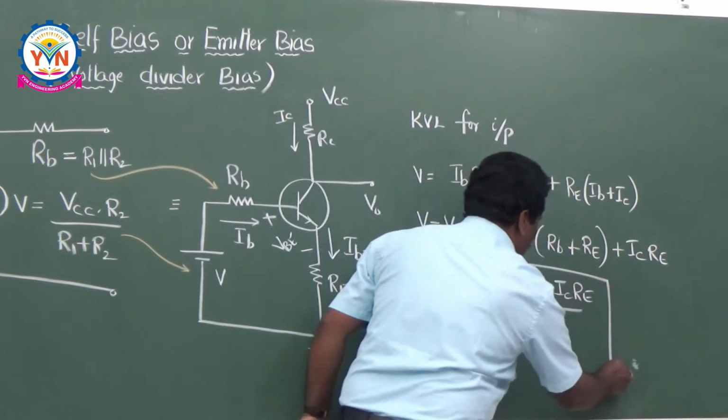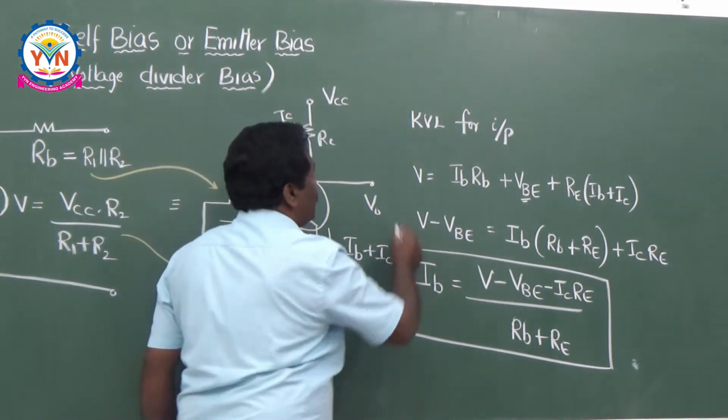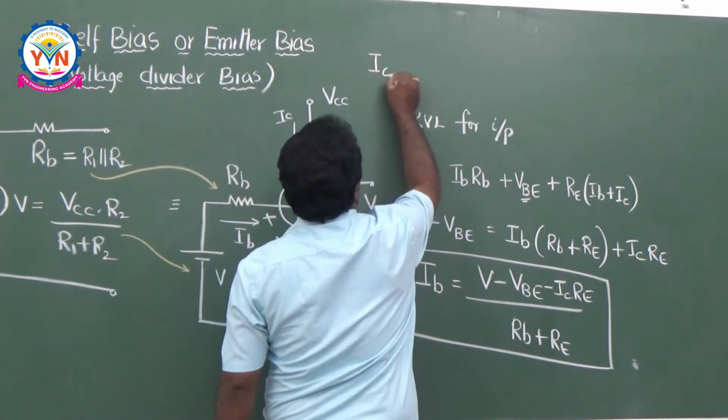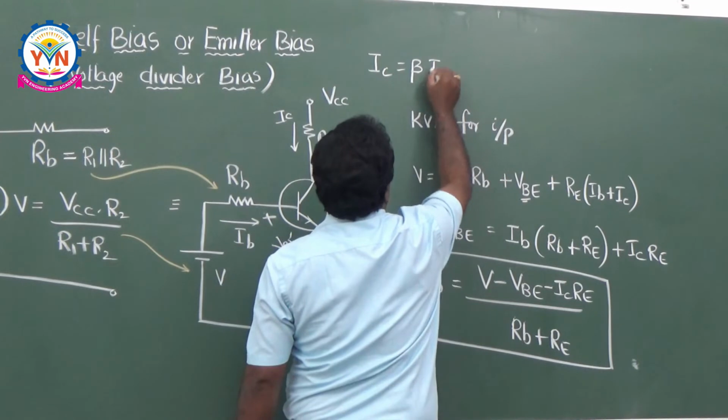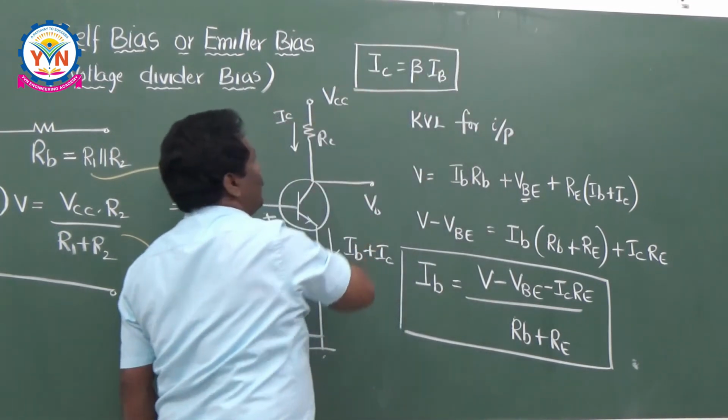Once the base current is known to you, happily you can calculate IC from the base current. So IC is equal to beta times IB. This is the way of calculating your collector current from the input loop.